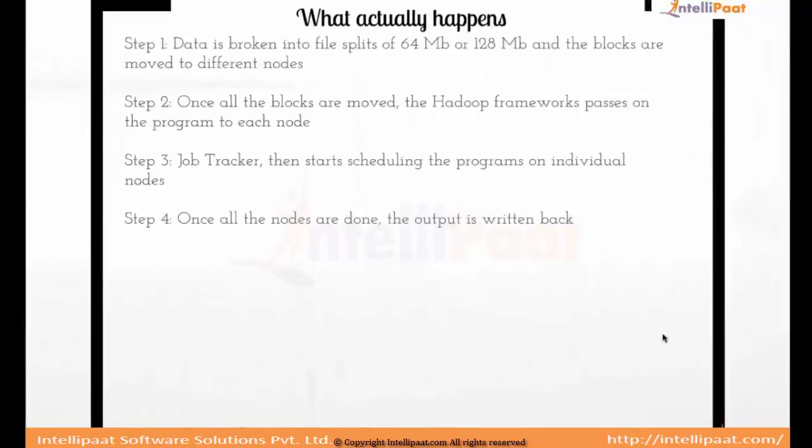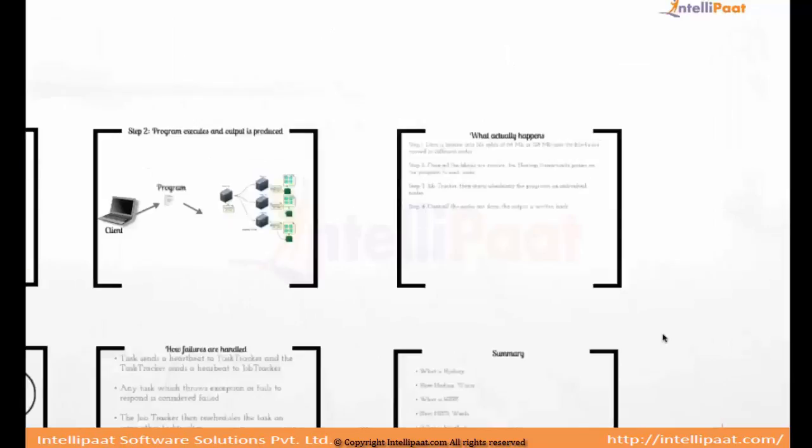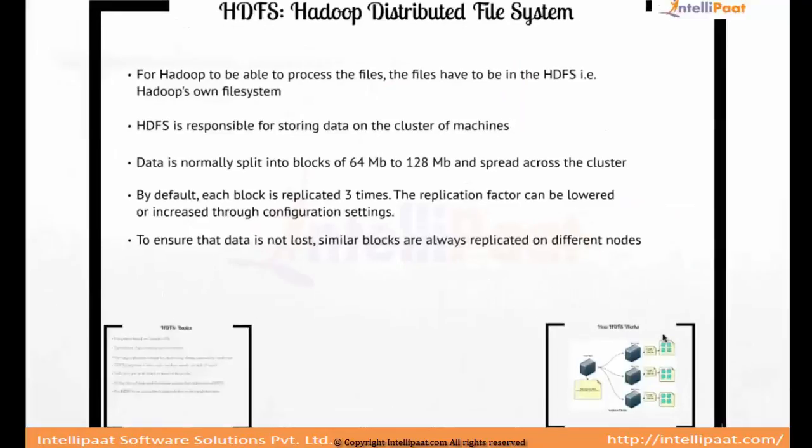So what actually happens is, data is broken into file splits of 64 or 128 MB, and the blocks are moved to different nodes. Once all the blocks are moved, the Hadoop framework passes the program to each node. Job tracker then starts scheduling the programs on individual nodes. Once all the nodes are done, the output is returned. So this is how Hadoop works.